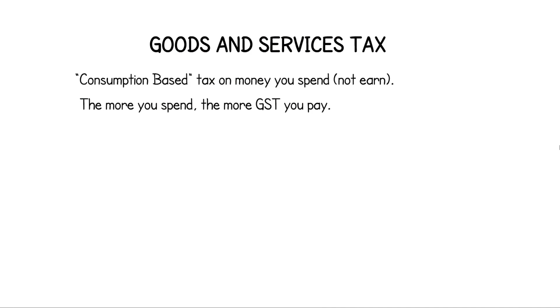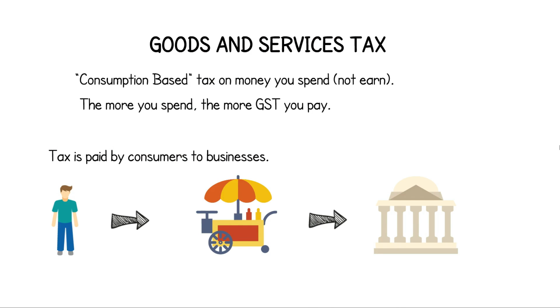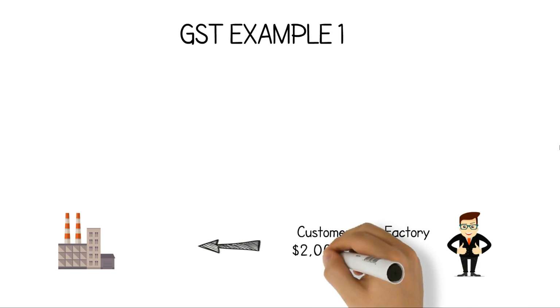However, it would be difficult to tax consumers individually to calculate their consumption. Instead, the ATO have made businesses responsible for adding 10% GST to their prices and collecting the money on the government's behalf. The simplest example of this is where a factory makes televisions and sells them directly to the consumer.